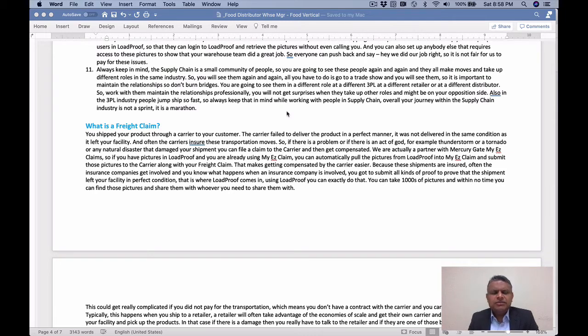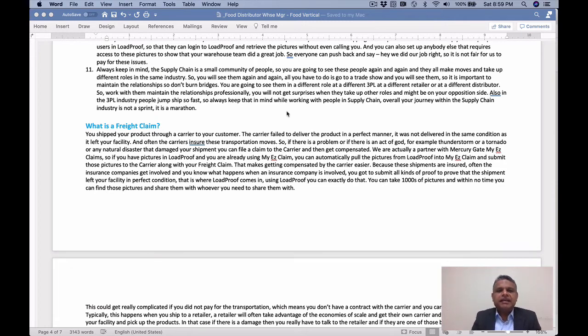Yes. So it's important to build and maintain the relationships, don't burn bridges. You're going to see them in a different role. You don't want to be in a tough spot later. They are on the opposite side, they know all the tricks of the trade, and they're being tough on you, right? So work with them, maintain the relationships professionally. You'll not get surprises when they take up other roles, might be on your opposition side. Also in the 3PL industry, people jump ship so fast, right? So always keep that in mind, okay?